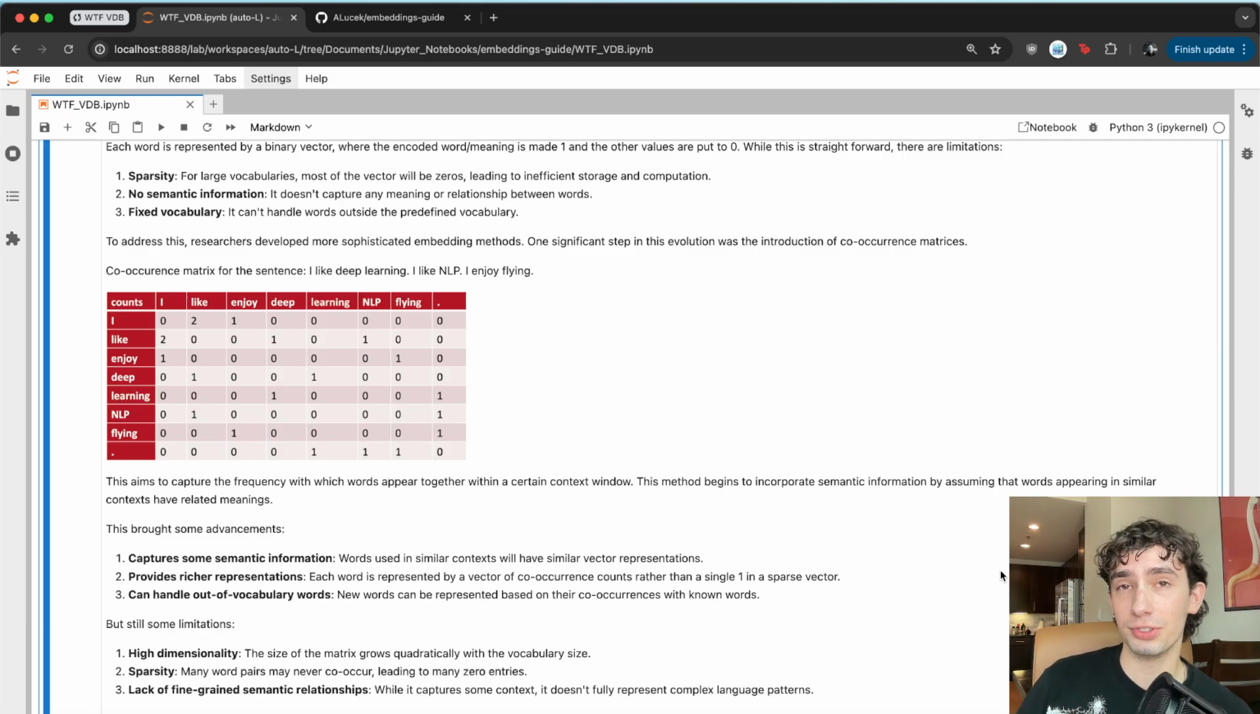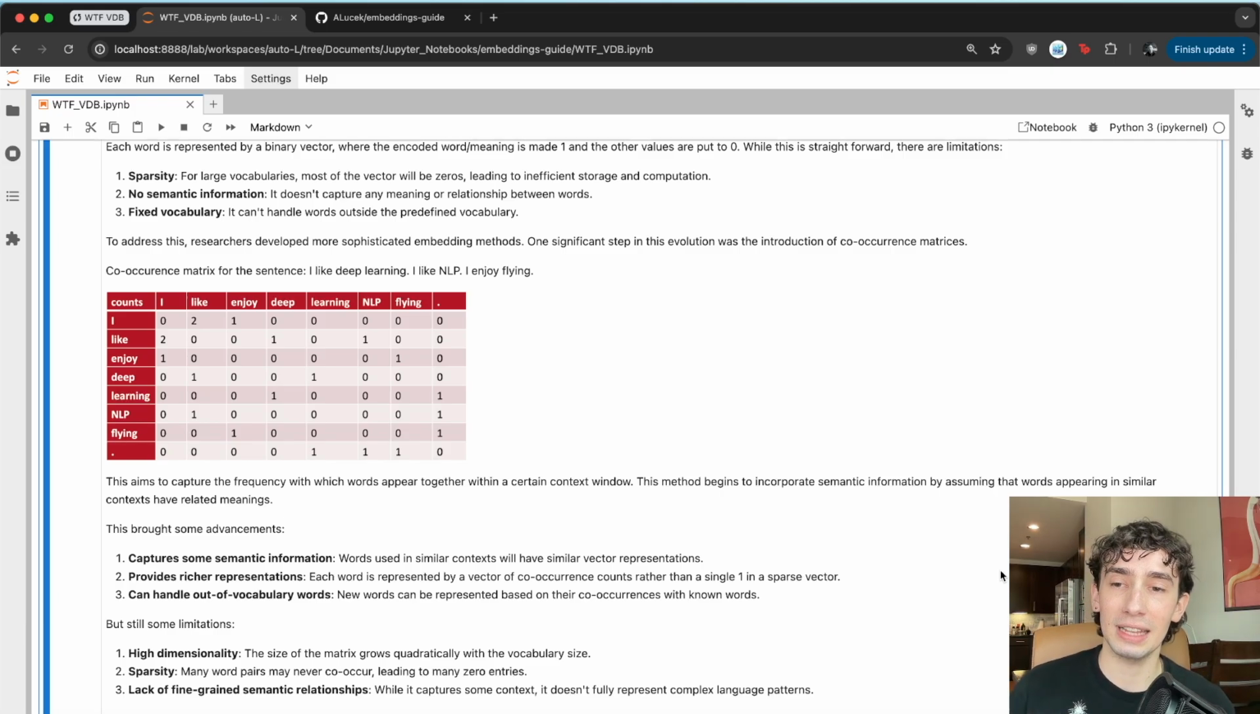There is, of course, this high dimensionality. The size of the matrix grows quadratically with the vocabulary size. It also suffers from some of the same sparsity issues that we were talking about that one hot encoding suffers from, as many words may never co-occur, leading to all sorts of zeros being inserted in there.